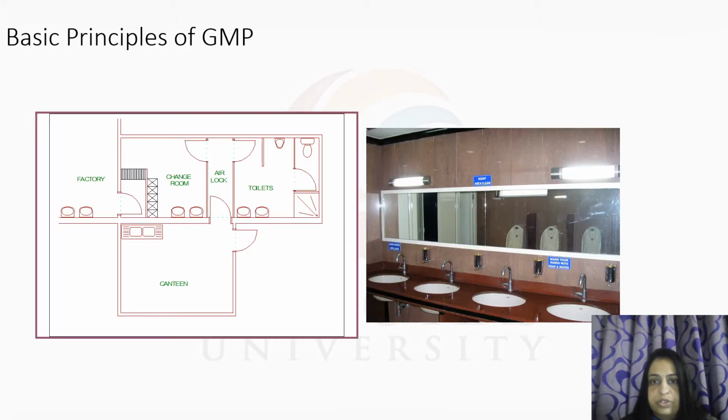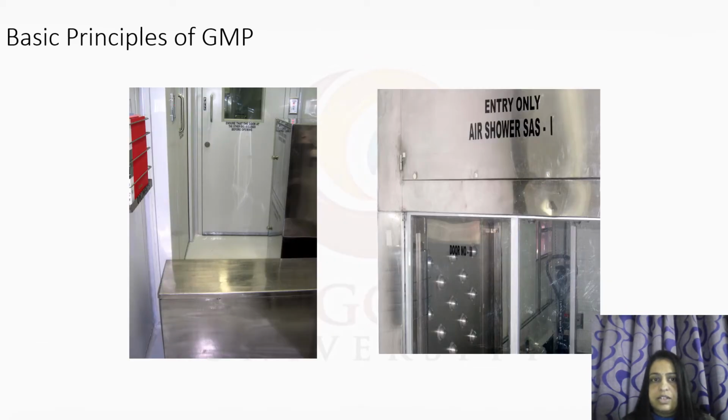So according to GMP guidelines, this is the layout of the washroom area. In the left-hand side image you can see the factory, then the change room, and in between an airlock. On the right-hand side toilets are there, and in front of that the canteen. So all are separated from the factory area, right? Then at this entry there is only an air shower, on the right side you can see.